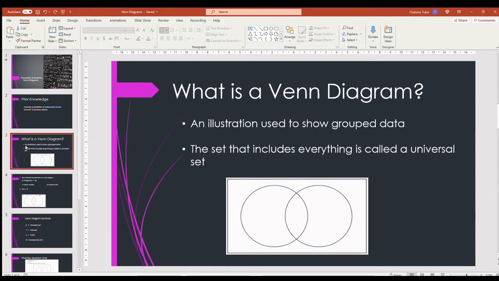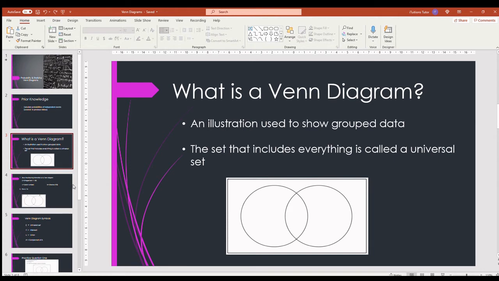A Venn diagram is an illustration used to show grouped data. The diagram shows the relationship between two or more sets of items. The set that includes everything is called the universal set. This is what a typical Venn diagram looks like. It's a rectangle with two overlapping circles inside it.